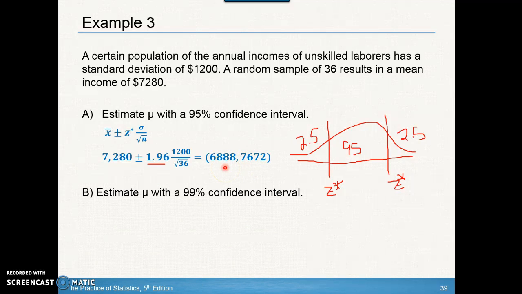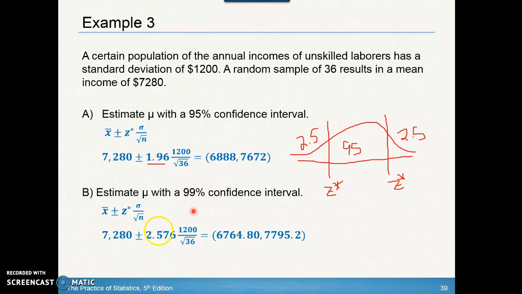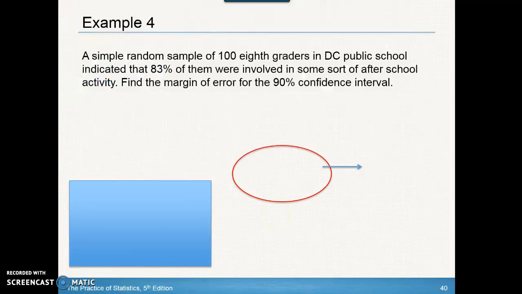Okay, so do the same thing with the 99% confidence interval. Go ahead and try that one on your own. The only thing that's changing here is your critical z-score. We're now having a higher confidence level. So we're saying if we were to do this many times, 99 out of 100 of the resulting intervals would capture the true population mean. So that's the only thing that's changing. This would be 99 in here, and this would be 0.01 and 0.01.